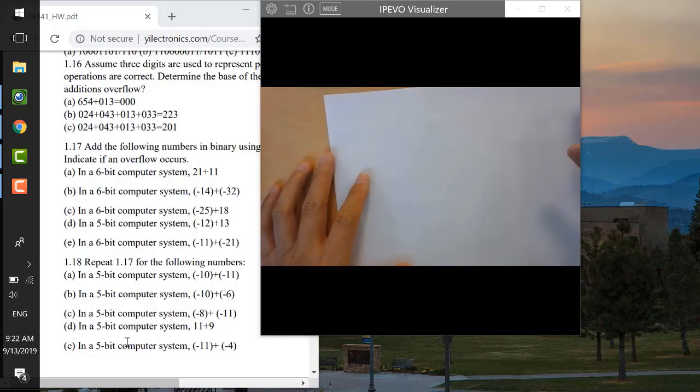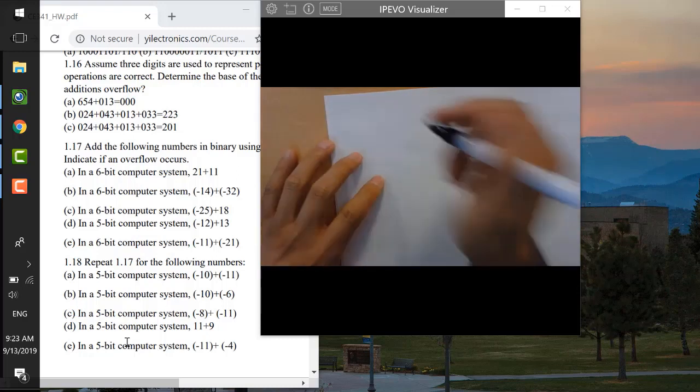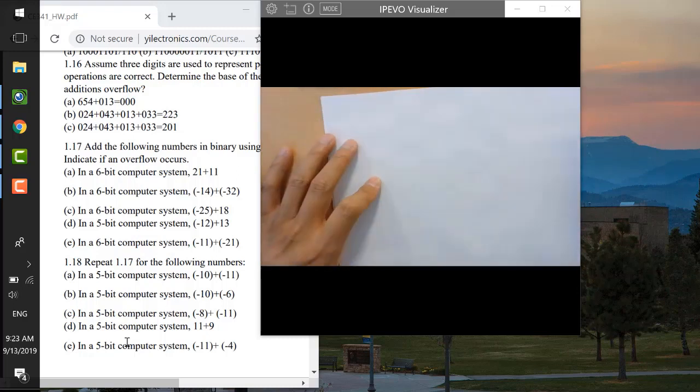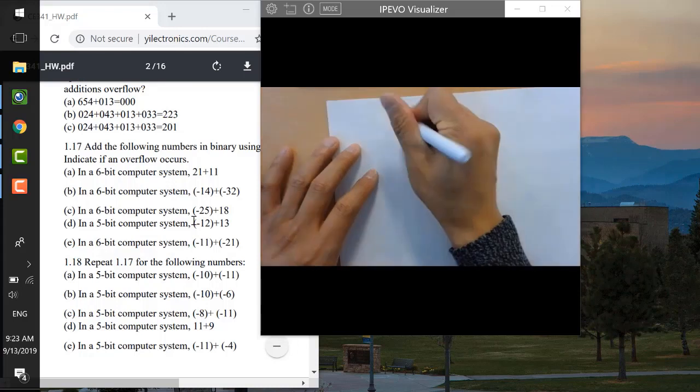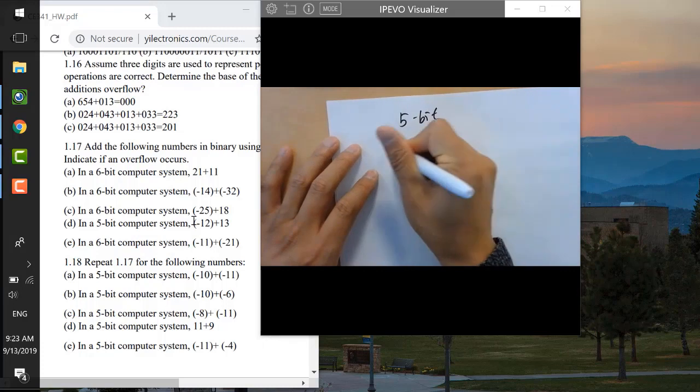Is everybody comfortable with this? This is going to be on the quiz, right? You're fine? Good? Okay. For example, which one do you want me to go through? Which one? Before I pick randomly. This one? Okay. 5-bit.